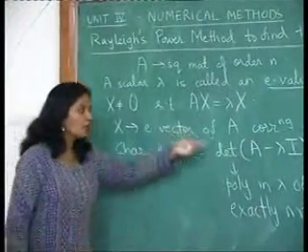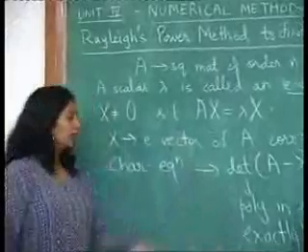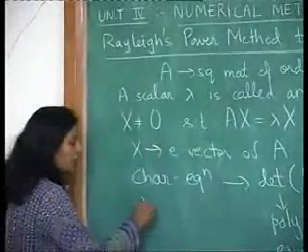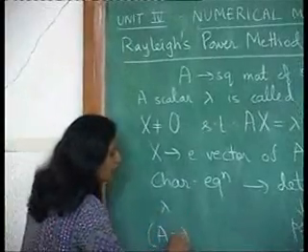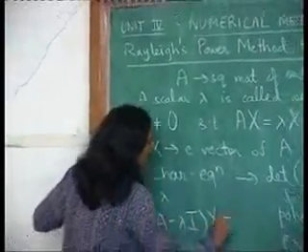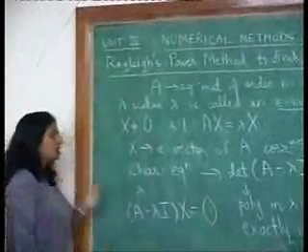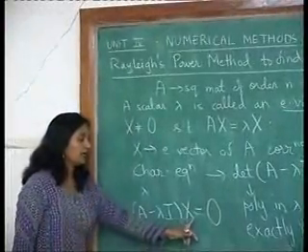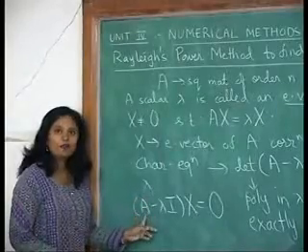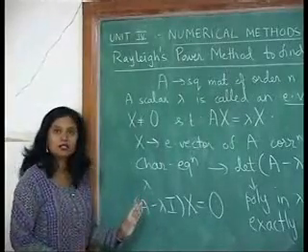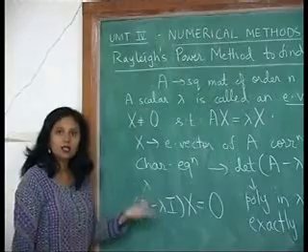So once you have got the eigenvalues, then for each eigenvalue separately solve the homogeneous system A minus lambda I times x equal to 0. If lambda is an eigenvalue of A, this homogeneous system will have infinitely many solutions.